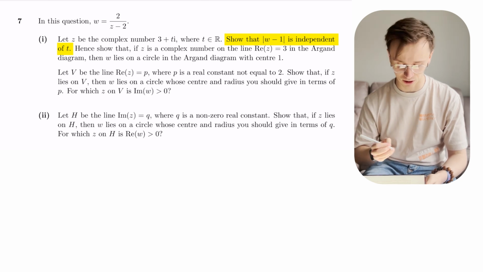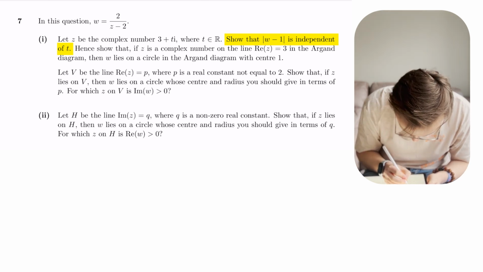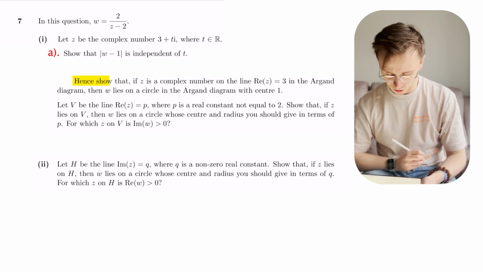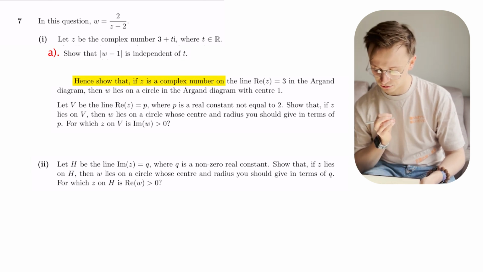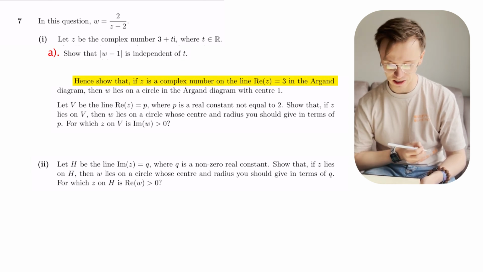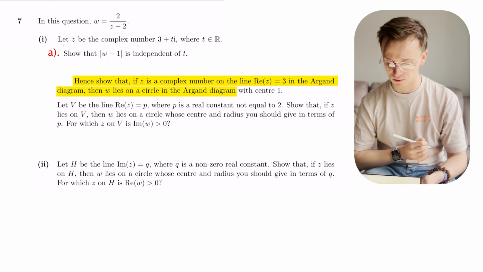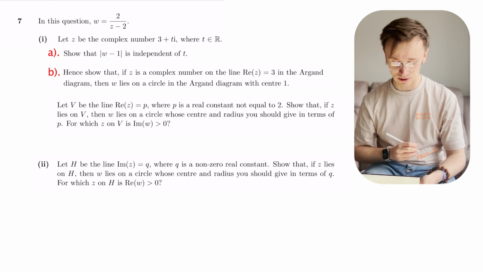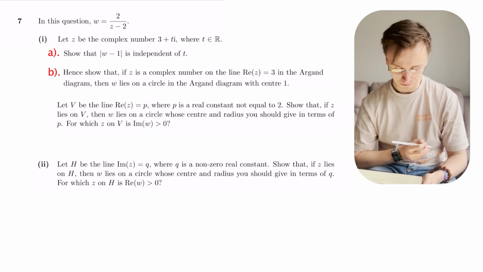Okay, so there's the first part for me. So let me make a mark for that. That's essentially the first part of the question. Hence show that if z is a complex number on the line, the real of z is 3 in the diagram, then w lies on a circle in the diagram with centre 1. Okay, there's the second part. So already 2 parts within this, and we're not even on to the second paragraph yet.